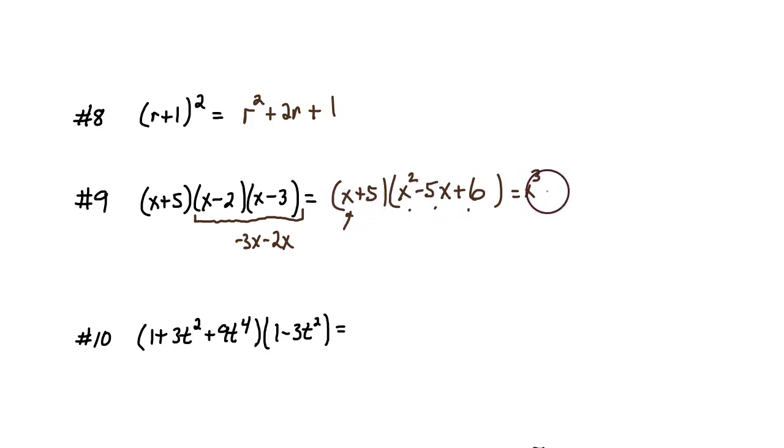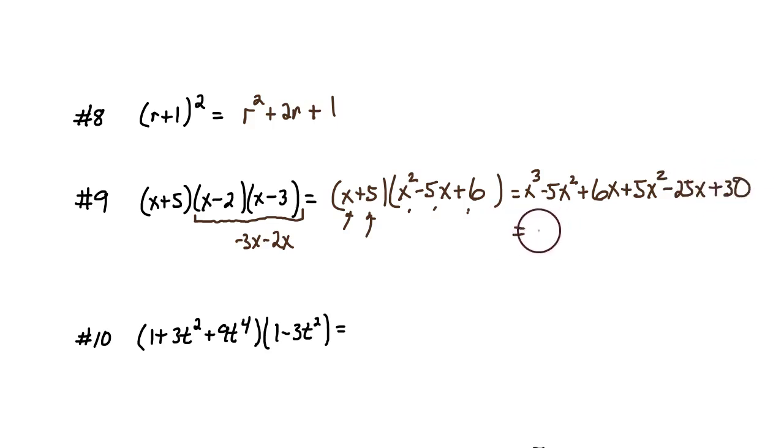X times negative 5x is negative 5x squared. And x times 6 is positive 6x. Now move over to the 5 and distribute it to all three of these terms. 5 times x squared is positive 5x squared. 5 times negative 5x is negative 25x. And 5 times 6 is positive 30.